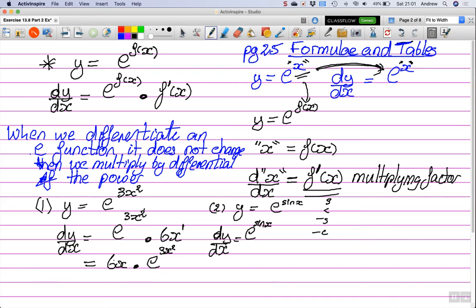So if it was e to the sine x, it's still e to the sine x. And then we multiply by the differential of the power. The power is sine, and when we differentiate it, it becomes cos. So it's e to the sine x times cos x. That's the end of that one. And then number 3, you get y is equal to, say, e to the minus 7x.